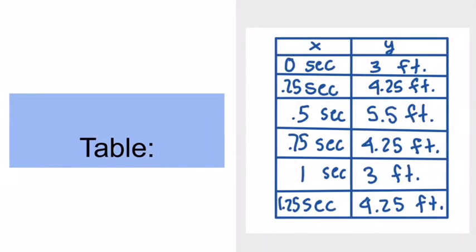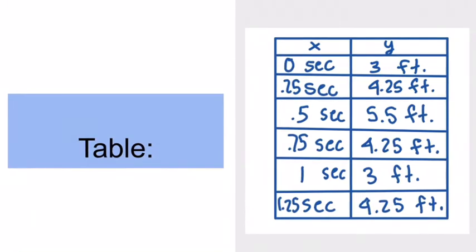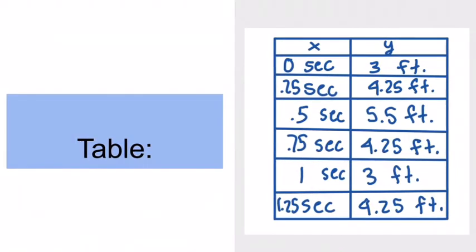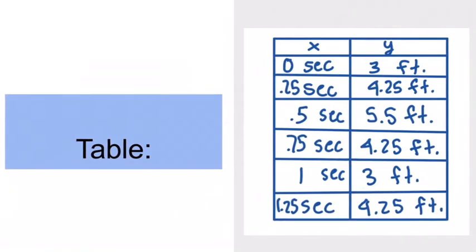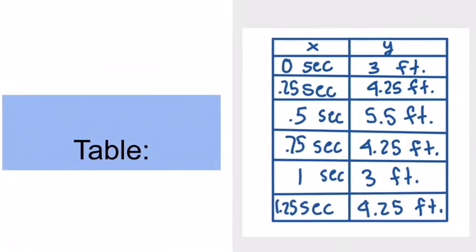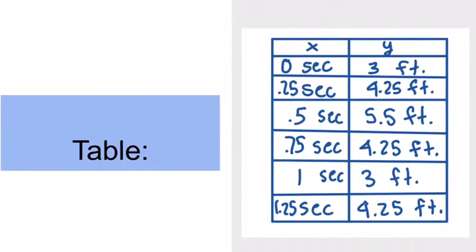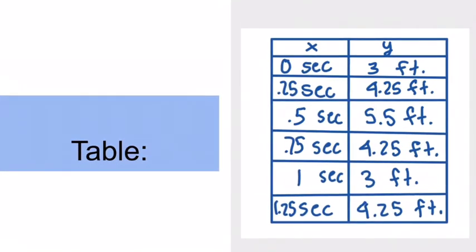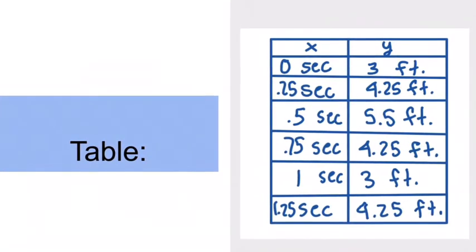And then this is my table. The first one is 0 seconds, because at 0 seconds he was 3 feet above the ground, because that's the bottom of the trampoline. Then at 0.25 seconds he had reached his midline, which is 4.25 feet. And then at 0.5 seconds he had reached his highest point, which is 5.5 feet.